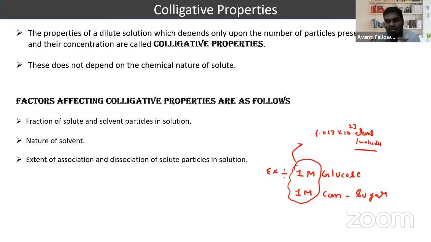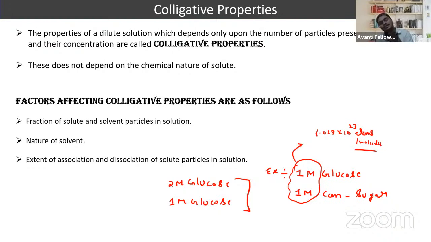It means the colligative properties of both glucose and cane sugar come out to be the same. Whereas if we have 2 molar glucose and 1 molar glucose, glucose is present in both cases. But 2 molar glucose has a greater colligative property compared to 1 molar glucose, because in the 2 molar solution the number of atoms, molecules, ions increases. And if the number of solute particles increases, then colligative properties also increase.